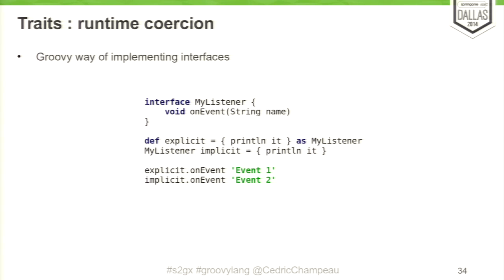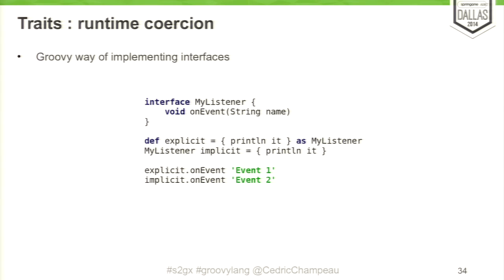So in Groovy, we have that feature of runtime coercion. In the documentation, we have that Groovy way of implementing interfaces, which is: I have an interface defining a single method, then I can do closure as interface and done. I have something implementing the interface. So this is the explicit way of doing things.